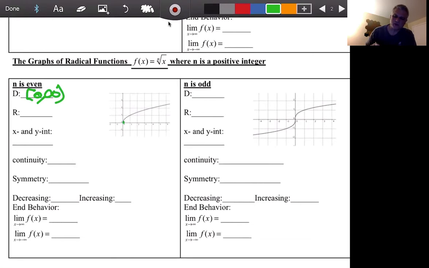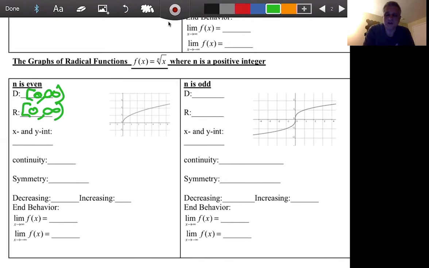Can we have the square root of 0? Absolutely, it's 0. So that's why we have the bracket with our 0, because it's equal to. It's greater than or equal to 0. The range starts at 0 and it's going up. So once again, 0 to infinity.